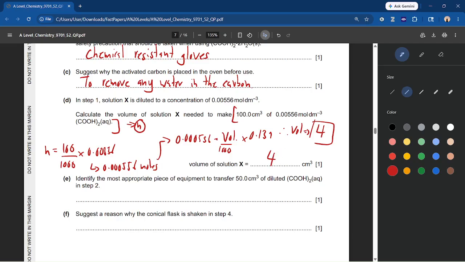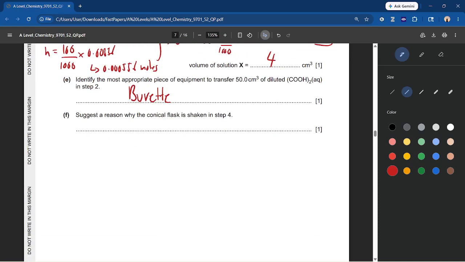Identify the most appropriate piece of equipment to transfer 50 cm cube of diluted COOH2 in step 2. So this will be very simple, a burette. Suggest a reason why the conical flask is shaken in step 4. Anytime you're shaking something, it's done to ensure uniform mixing.